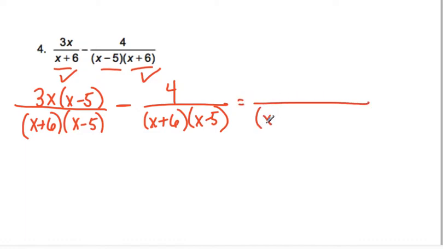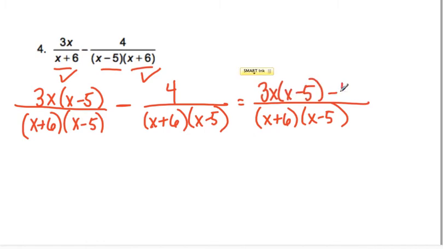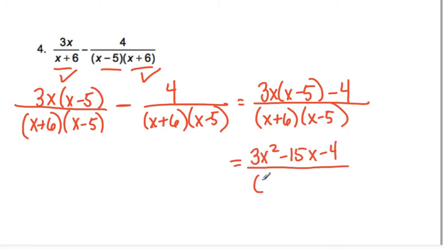Now, my denominators are the same, so I would just write that once. And now I would just push these together. It would be 3x times x minus 5. And then I take away 4. Now I have to distribute this, so 3x squared minus 15x minus 4 over x plus 6, x minus 5.